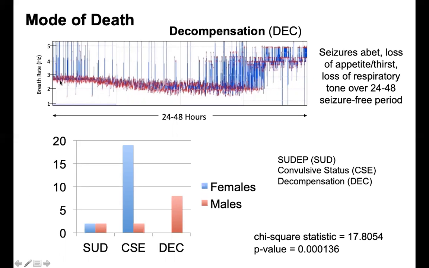And what I'm showing at the top is the breath rate in hertz in the piezo cages we use to look at sleep, and you can see the slow decline in respiratory rate until the point of death here. And if you just count the number of these different modes of death, you can see females and males are extremely different. Both have very rare cases of SUDEP. The females predominantly have a convulsive status mode of death, and the males predominantly have a decompensation mode of death. And we don't know exactly what the underlying cause of that is.